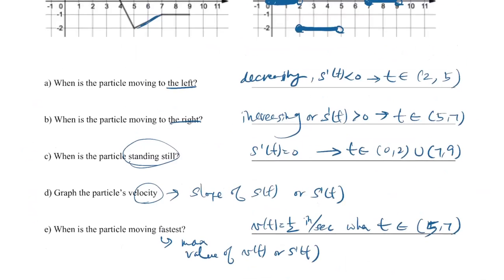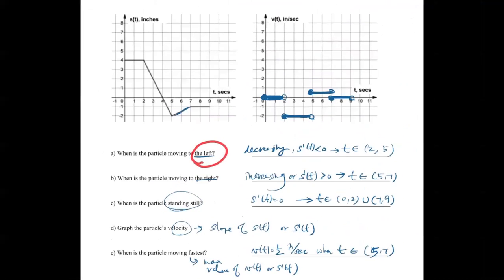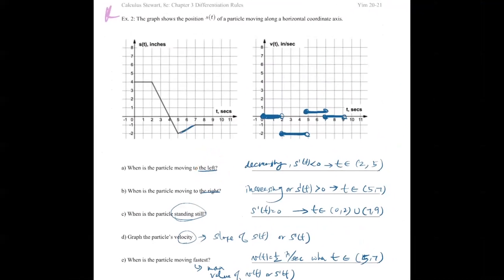When it's moving to the left, it's decreasing. The idea here is that the slope is negative. It's negative here. So from 2 to 5, right? Exclusive in an open interval. When it's moving to the right, it's increasing, or the slope is positive. It's here, guys. That's what we do. Standing still, it's flat. It's horizontal, right? The slope is equal to 0, which is here and here. So I wrote that down.